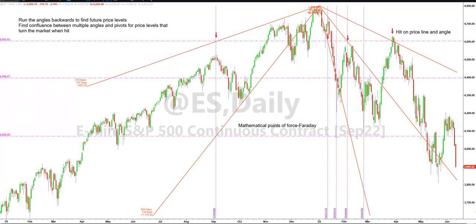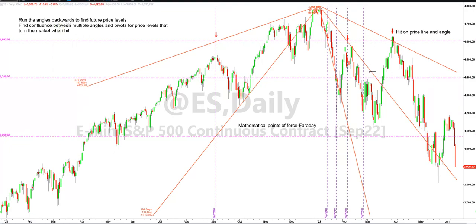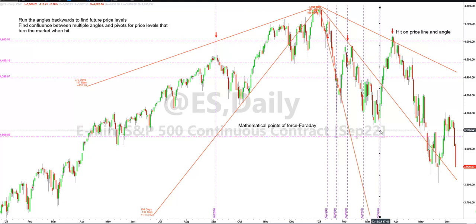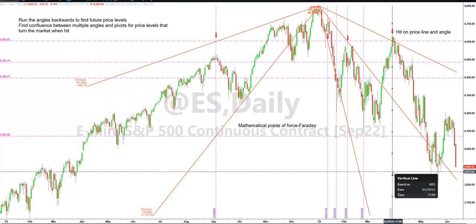Let me drop a line in. So where that pivot crosses that angle right there gives me this high, which gives me the second push down. Let me grab another. Let's strike a vertical line. Oh, let's hit this pivot right here. That's a little bit too far away from hitting a price, so let's go to this high.